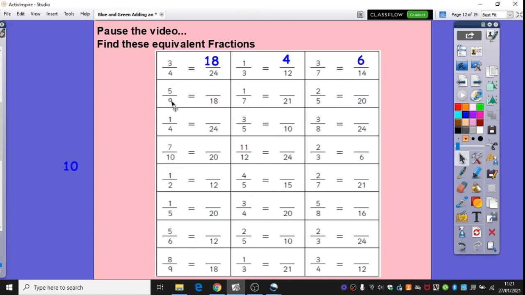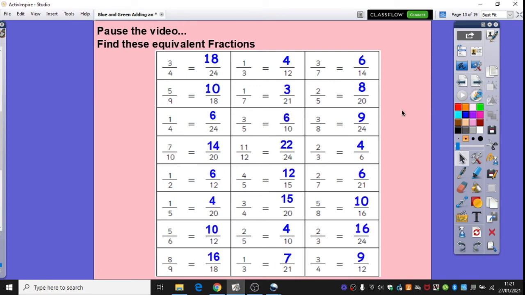And finally down here, 9 times what is 18? 9 times 2 is 18. So 5 times 2 is 10. So we've done a few there all together. Now you can have a go at a few on your own if you'd like to pause the video now.